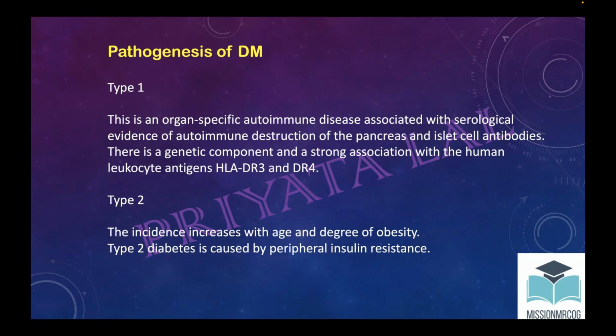And in type 2, as we already know, it is associated with older age and obesity, and the pathology is peripheral insulin resistance. So insulin is there, but tissues are not responding. So there is a difference here. I'm repeating it again. In type 1, beta cells are destroyed, insulin is not there, so treatment would be insulin. In type 2 diabetes, which most people have, there will be peripheral insulin resistance. So insulin is there, but the tissues are not responding.